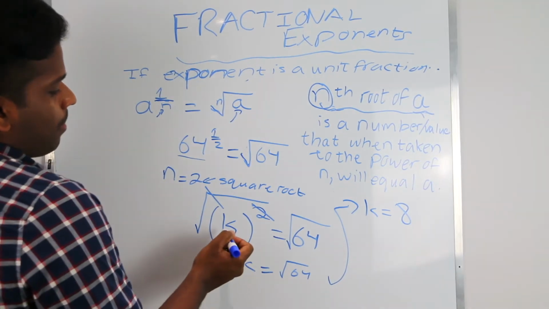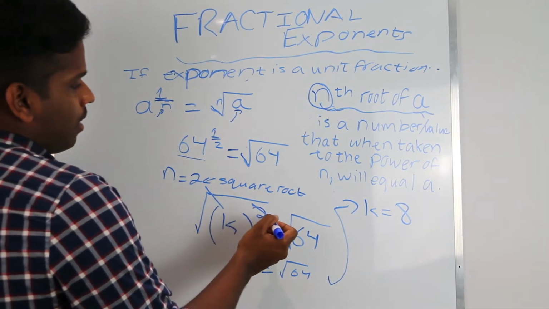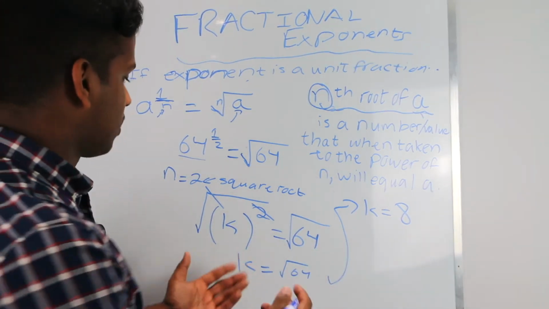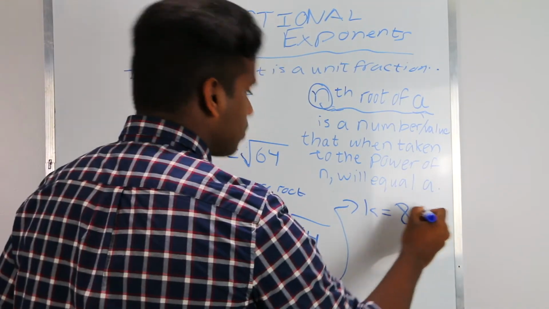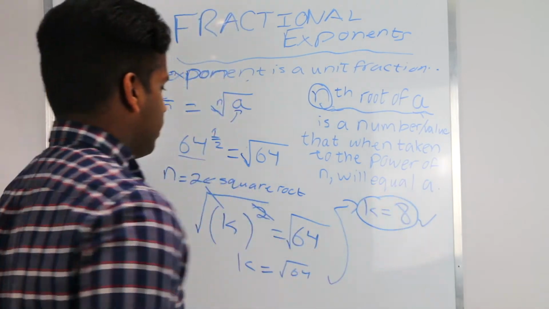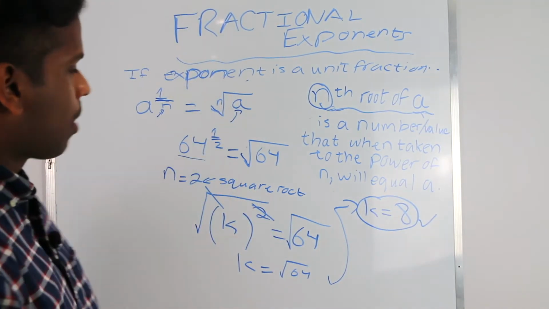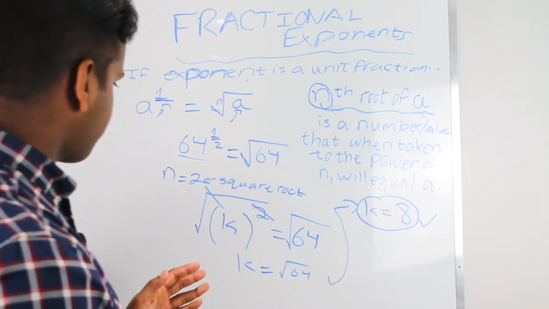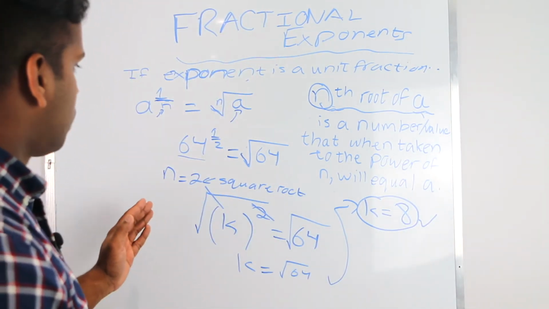If we plug it back, 8 squared equals 64. And if that is true, then your k value is 8. So you know that 64 to the power of half, or the square root of 64, is 8. So that is how you would solve it.